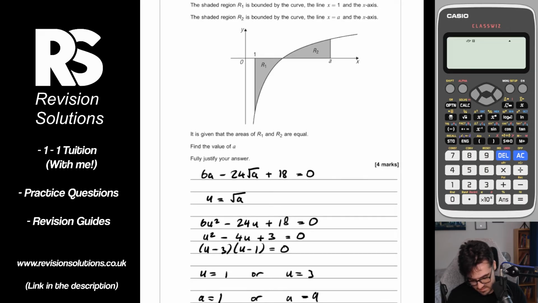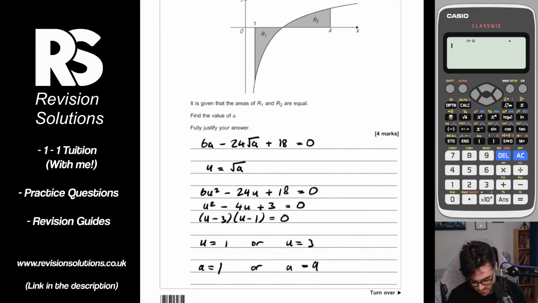And if we think about it, if a was 1, then it wouldn't be an area at all. It would be an integral from 1 to 1, which would still give 0 if we ran it through the integral. So it makes sense we got that, but it doesn't make sense in our picture. So we can forget about that value. And the solution they're interested in is just a equals 9.